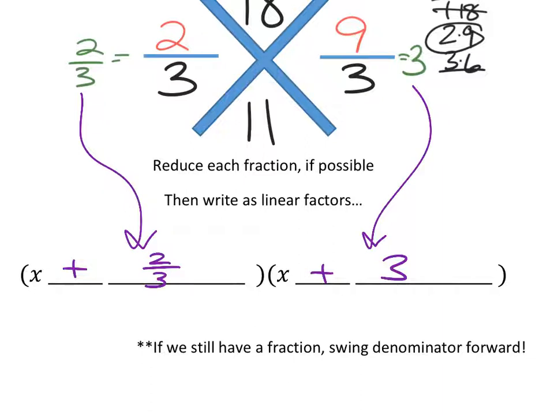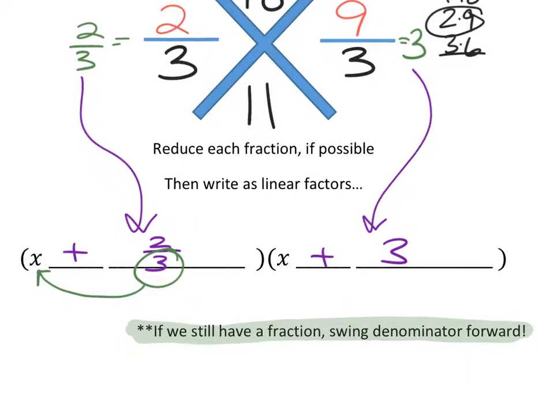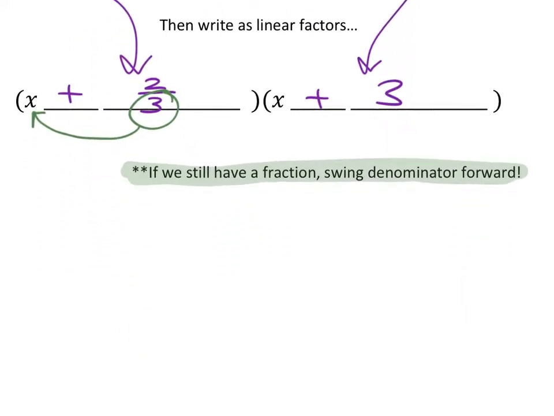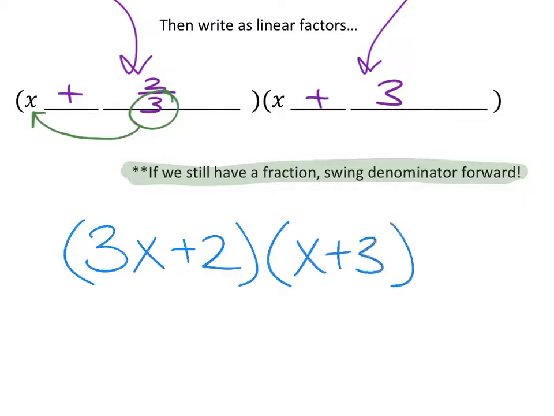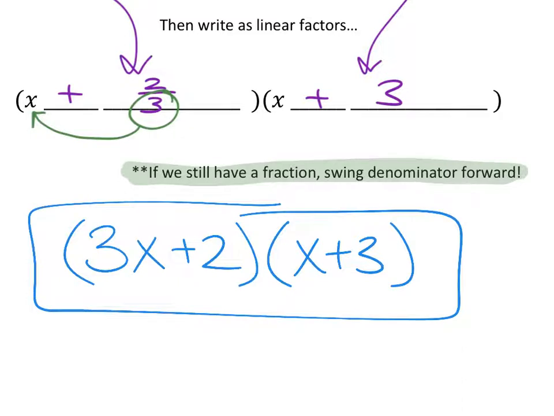Now, this little note down here is important. It says if we still have a fraction, which we do in our first factor, in this factored form, we swing the denominator forward. So we're going to take this denominator of 3 and we're going to swing it forward. That means it goes and sits in front of the x itself. I don't have to do that in the second factored form because the denominator is 1 or it has disappeared. So the factored form of this would be 3x plus 2 times x plus 3. You have successfully factored or divided that polynomial.